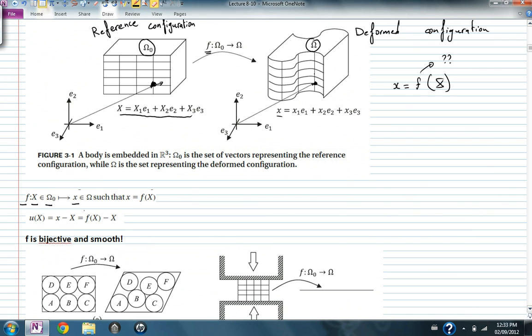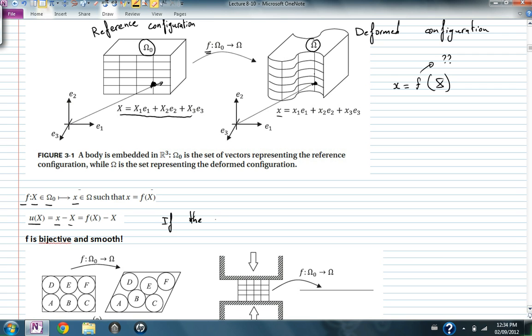Now, of course, the displacement vector is equal to the difference between the new position and the old position, which is f of X minus X. Now, in general, it's possible to find any kind of function that describes this deformation.